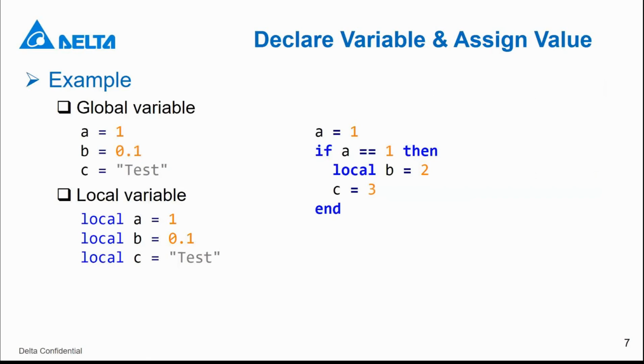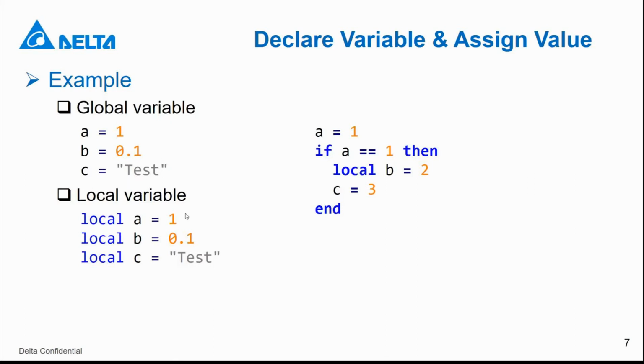And here's about the variable. For variables in our language, it's easy. Actually, you don't need to define it before using it. You can just use it. In the first example, it's a global variable. You can just assign a value to the variable you want, like a equals 1, b equals 0.1, and c equals "test", which is a string. For strings, just like other languages, you quote them with double quotes.